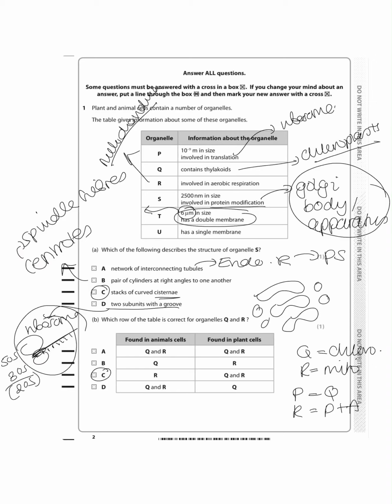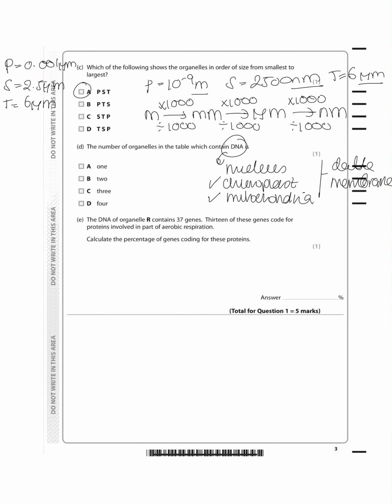Another clue is it says a double membrane. And since we figured out that mitochondria is R and Q is a chloroplast, the only organelle left that has a double membrane would be a nucleus. Q is not specific to an organelle. So the answer would be C.